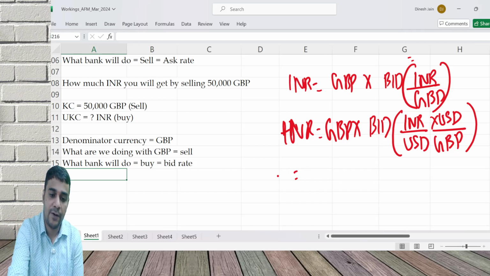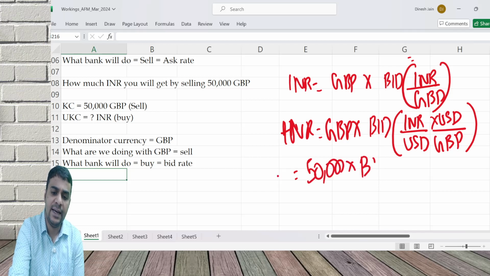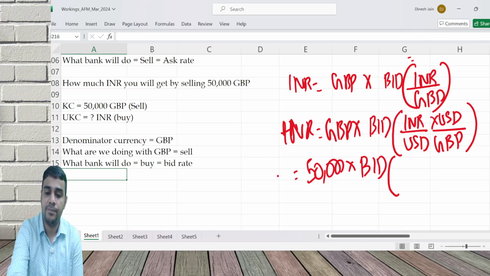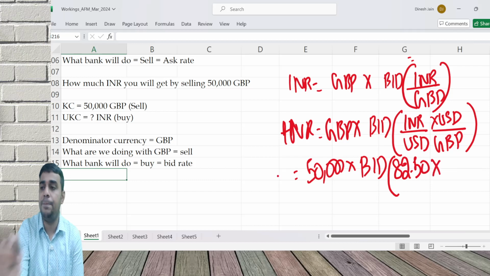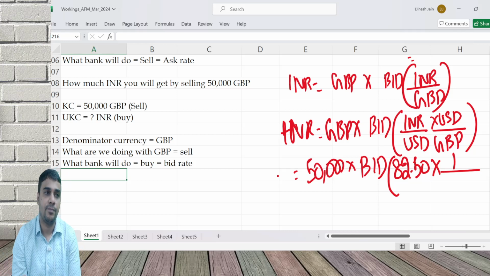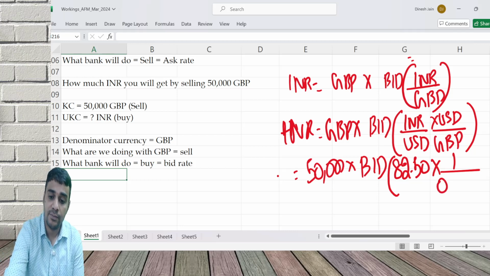How much GBP do we have? 50,000 into. Do you have INR per USD in the question? How much is the bid rate? 82 point. Do you have USD per GBP? 1 by the ask rate. Point. Complete this and get the answer.